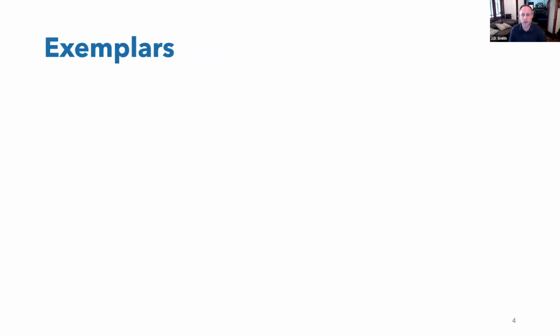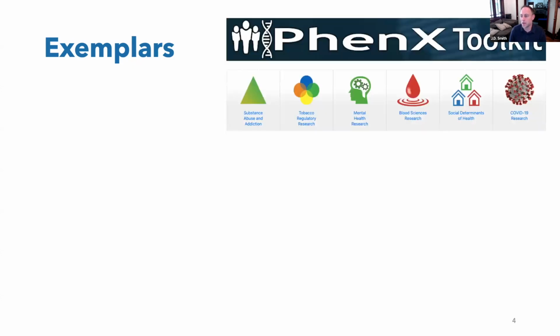These are some fairly well-known ones, ones that I have been familiar with for a number of years for various reasons. Probably the most well-known one in terms of NIH researchers and folks who are funded by NIMH in particular is a thing called the Phoenix Toolkit. And so the Phoenix Toolkit has a number of different modules or categories that they've taken on over the years. I can't remember where it started.